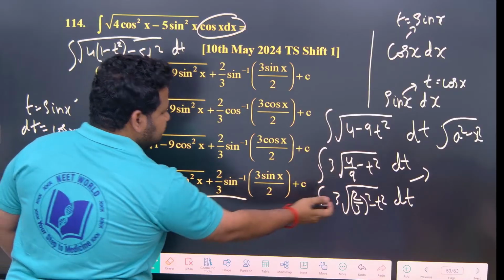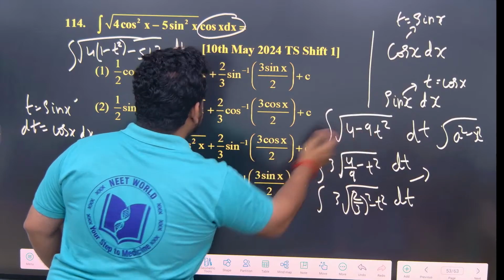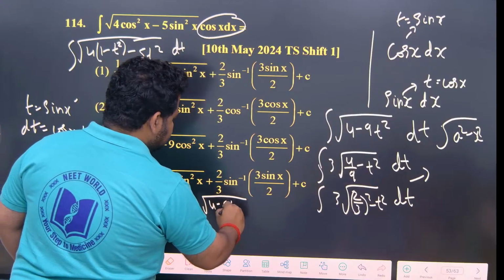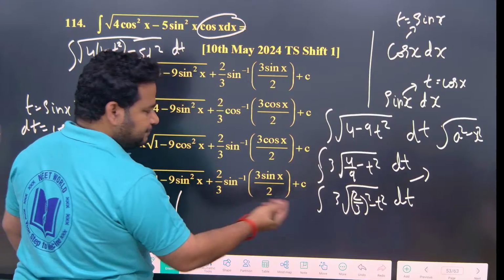So within this, this is what we are having. Instead of that, I can write 4 minus 9t square. Okay, that also we can write. So instead of t, I can put sin.